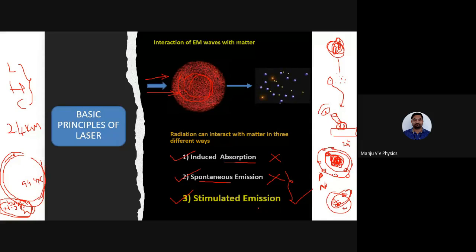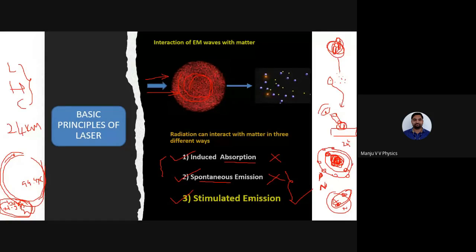Now, to understand stimulated emission, we need to know what induced and spontaneous are. Without knowing these two, we can't understand stimulated emission. So we'll go one by one. Whenever electromagnetic radiation falls on matter, you could observe three different processes: induced absorption, spontaneous emission, and stimulated emission. Induced absorption and spontaneous emission will not yield the laser beam. Only stimulated emission will give us the laser beam. So before that, we'll understand each of them.